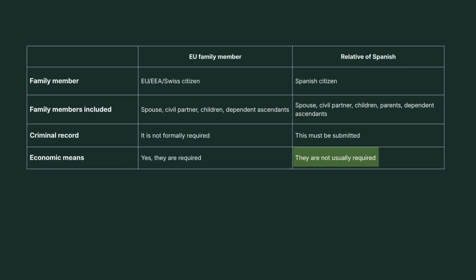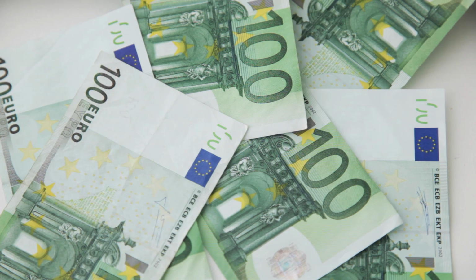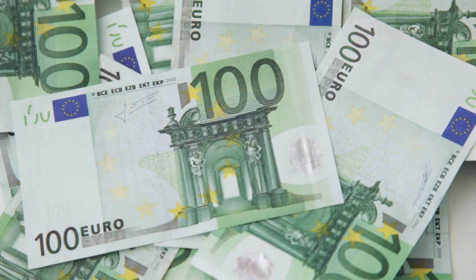Another important difference is financial means. For residence as a family member of a Spanish citizen, in general, it is not required to prove the financial means of the Spanish citizen in order to obtain the authorization. In contrast, for the residence card of family members of European citizens, it is necessary to prove financial means, either passively with a specific amount in the bank account depending on how many people live in the household, or through an employment contract or registration as self-employed.